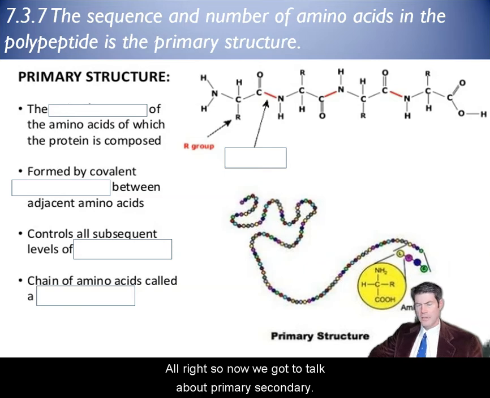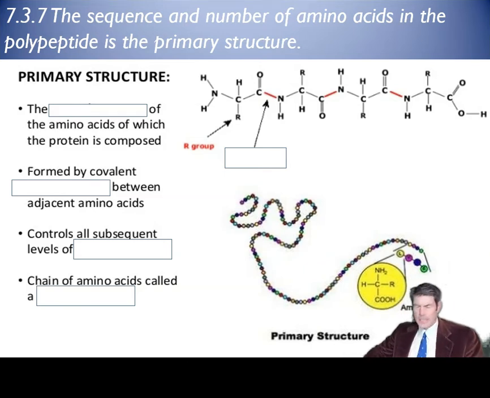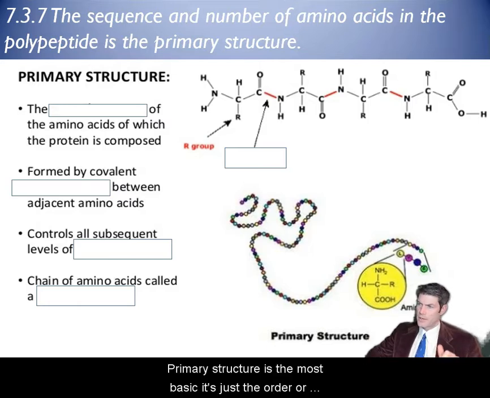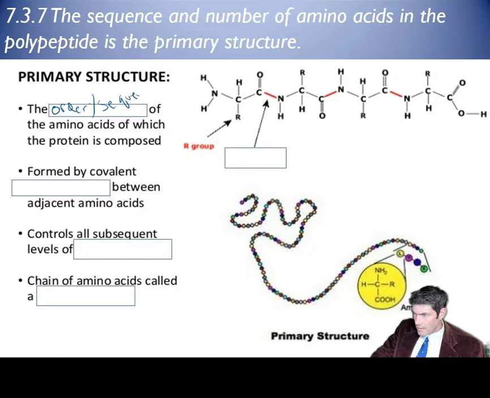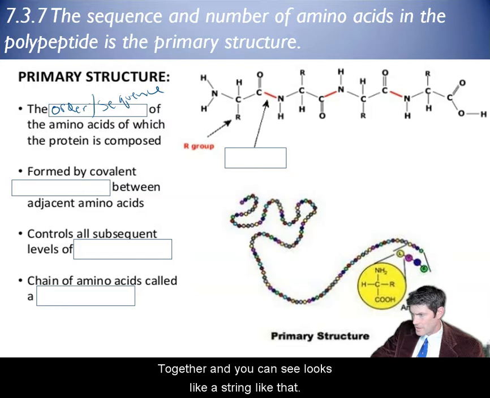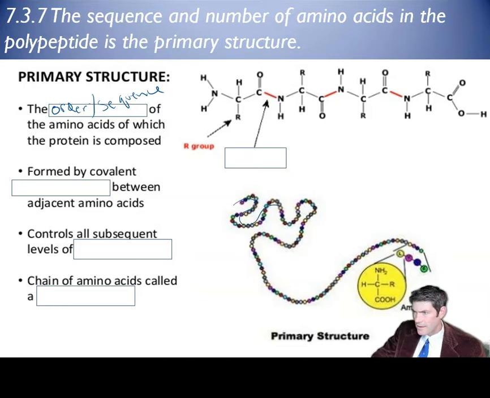All right, so now we've got to talk about primary, secondary, tertiary, and quaternary structure. Primary structure is the most basic. It's just the order or sequence of amino acids that you have. So, order. Just the amino acids lined up together, and you can see it looks like a string like that.